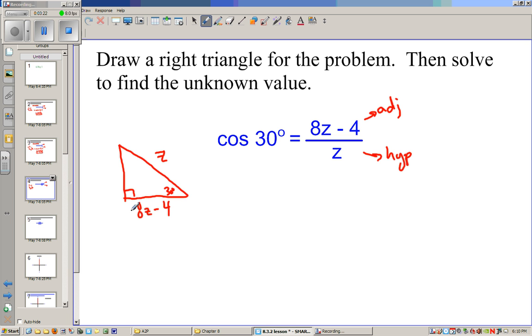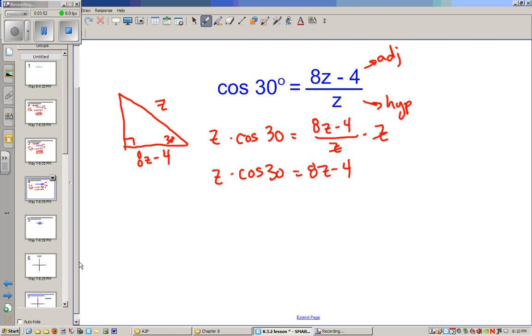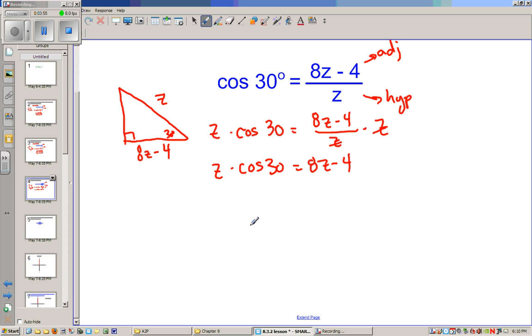And now we want to solve this for z. So we can multiply both sides by z. If I rewrite my equation here, cosine of 30 equals 8z minus 4 over z. So I can multiply both sides by z. These z's are going to cancel. And I'm left with z times the cosine of 30 equals 8z minus 4. Let me scroll down a little bit here. Cosine of 30 is just a decimal. So if we punch that into our calculators, we're going to get 0.866z equals 8z minus 4.